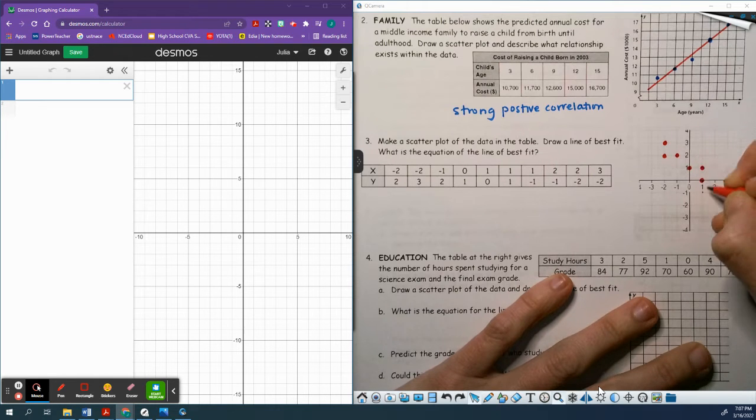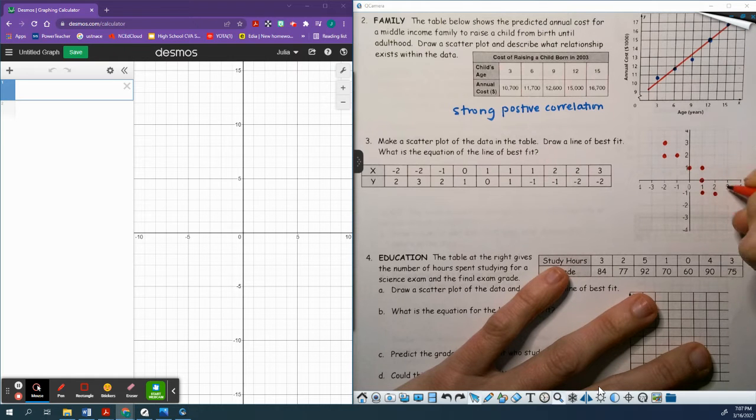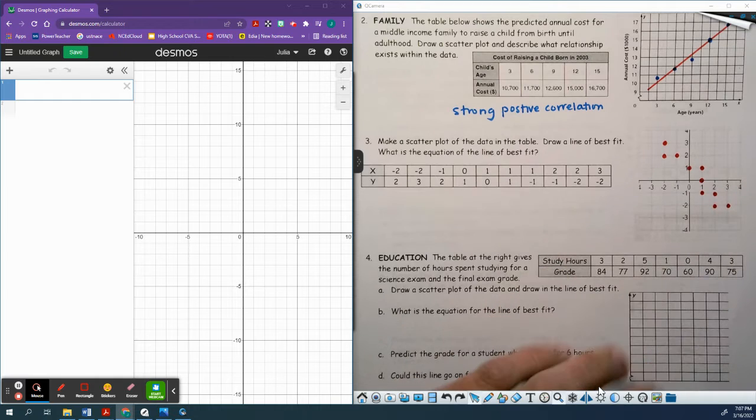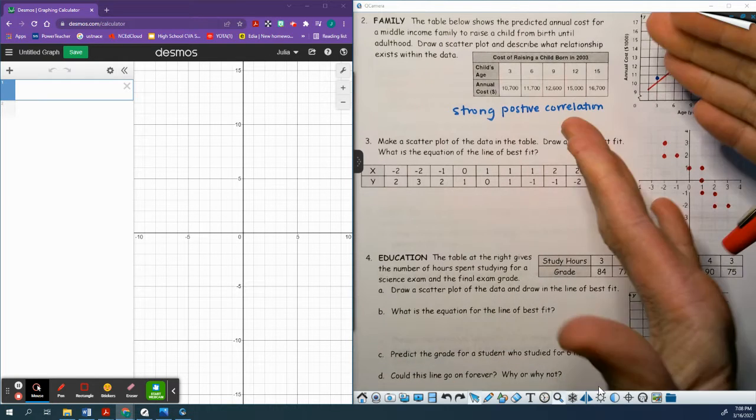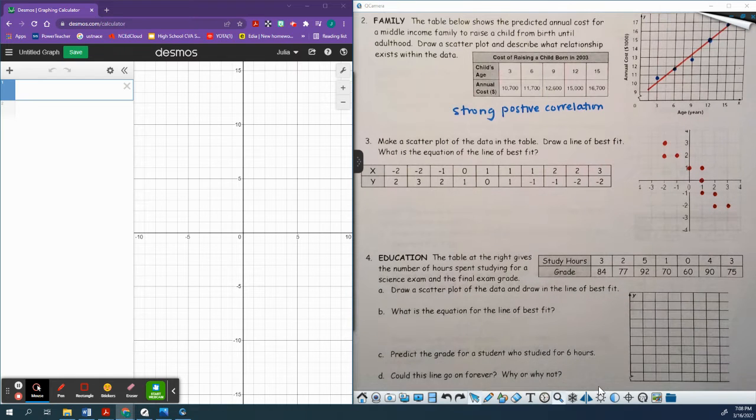1, -1. Okay, good. That one happens too. 2, -1, 2, -2, and 3, -2. Hopefully you see that these are going in a linear pattern this way, a little bundled. They're pretty tight again. You could sketch a loose line in here, but what I'd like you to do is actually watch over here in Desmos.